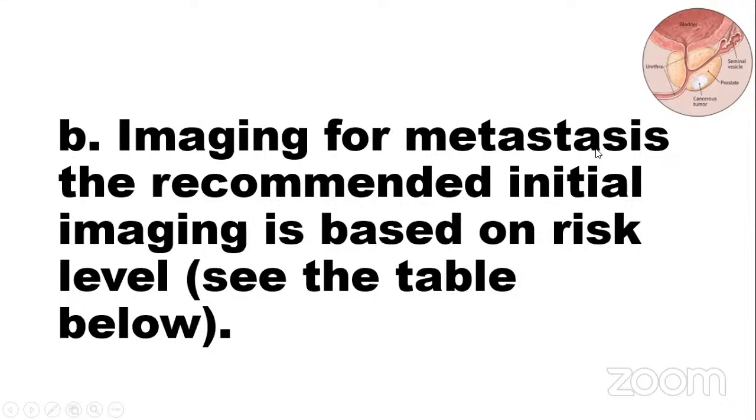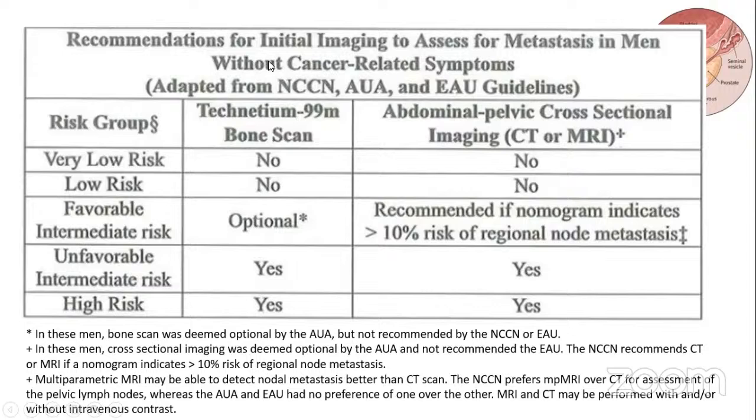Imaging for metastasis: the recommended initial imaging is based on risk level. This table shows a recommendation of initial imaging to assess metastasis in men without cancer-related symptoms, adapted from the NCCN, AUA, and EAU. This is the initial imaging, and that's the risk group.